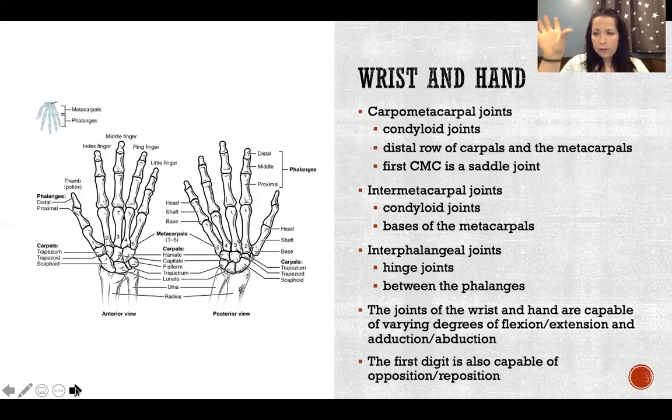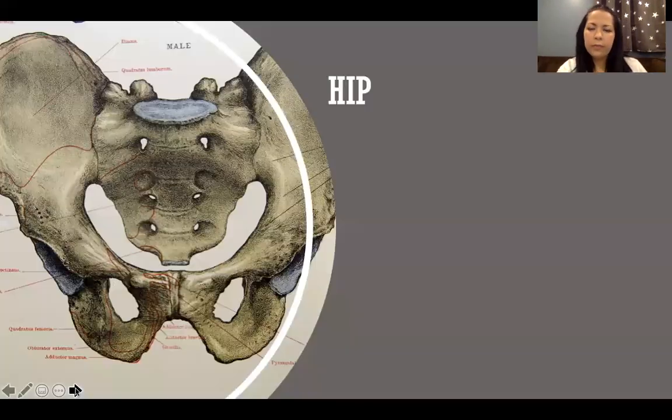The first digit, so the thumb, of course, is also capable of opposition and reposition. So opposition is where the thumb comes across to contact another digit. Reposition is when it goes back to anatomical position. So opposition, reposition, opposition, reposition. And that is unique only to the thumb or the first digit.